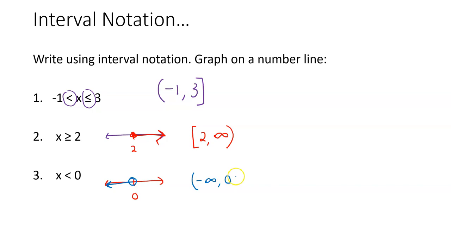How far up does it go? It goes to 0, but not including 0. From negative infinity to 0, that is my interval. So that's the equivalent of x is less than 0. Starts as far to the left as possible, which is negative infinity, and then goes up to 0, but doesn't include the 0.